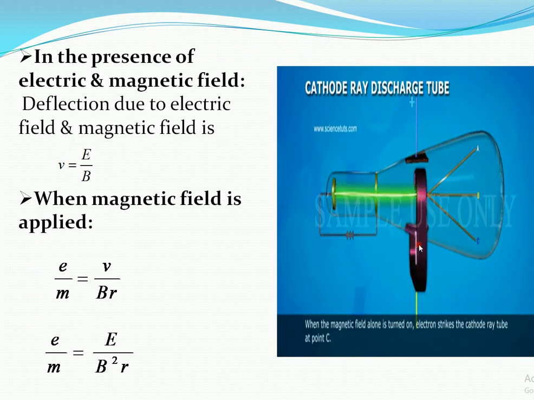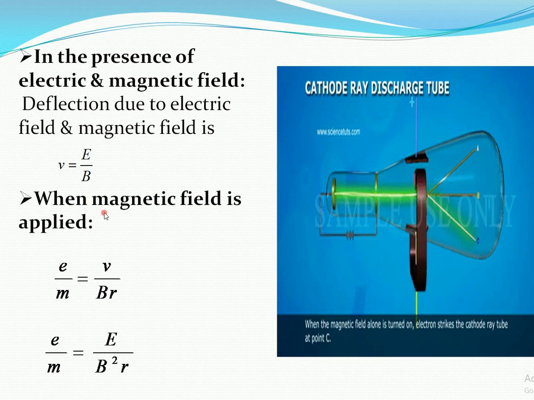When only the magnetic field is applied, the electrons are deflected in the downward direction. If only the electric field is applied, the electrons are deflected in the upward direction. When both fields are simultaneously applied and balanced, the electrons travel in a straight direction. So in the presence of electric and magnetic fields, the velocity of the electron is E/B.